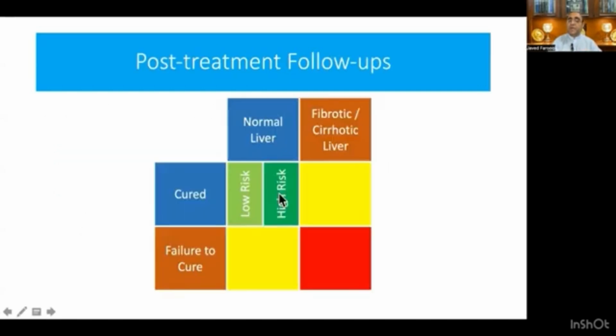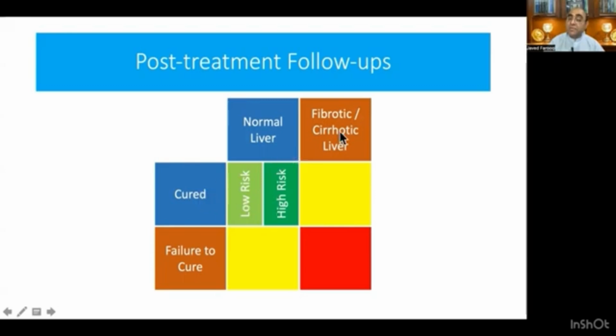It depends upon what our patient status is. So the post-treatment follow-ups depend upon whether my patient is cured or has failed to be cured, whether SVR has been achieved or not, and again, whether my patient has a normal liver or a fibrotic and cirrhotic liver. So if my patient has been cured, has achieved the SVR, and has a normal liver, this patient is again divided into low risk and high risk.